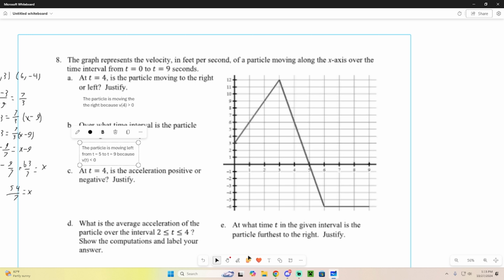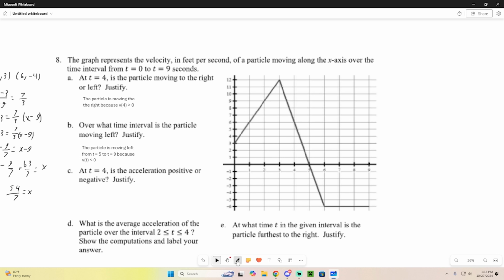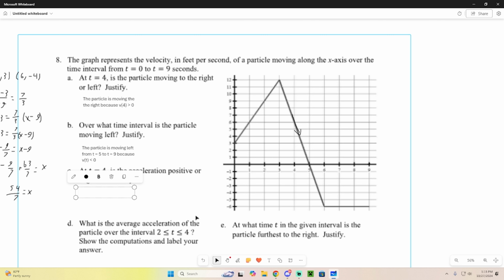At t equals 4 is the acceleration positive or negative? So for acceleration, we actually need to look at the slope of the graph. At t equals 4, the graph has a downward slope, which means the acceleration is negative. So in our justification, we can say the acceleration is negative because v prime of 4 is less than 0.